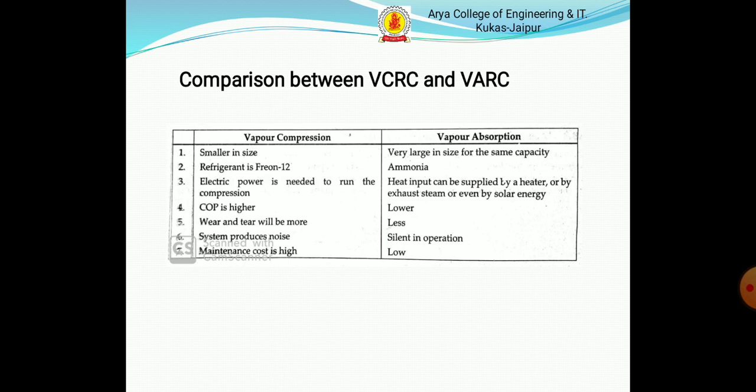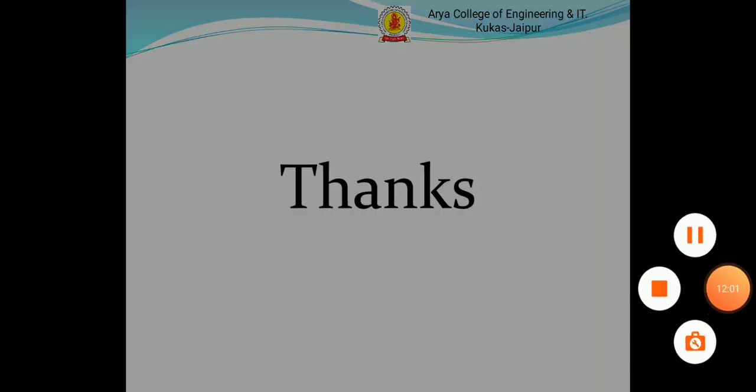Then the COP of vapor compression is higher, whereas vapor absorption has a lower COP. Wear and tear will be more and the system produces noise in the case of vapor compression, whereas in vapor absorption there is less wear and tear and the operation is silent in nature. The maintenance cost is high for vapor compression, whereas for vapor absorption the maintenance cost is low. So this is all about the refrigeration system.